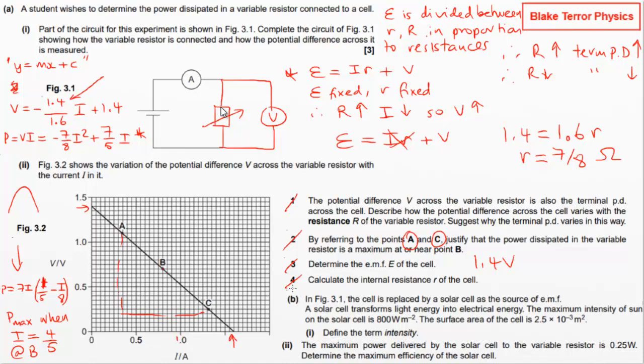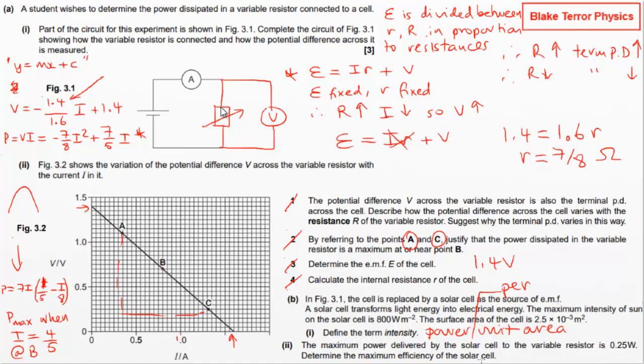Last parts here for part B. In figure 3.1, which one was that? Oh yeah, that's the circuit. The cell is replaced by a solar cell as the source of the EMF. Solar cell transforms light energy into electrical energy. The maximum intensity of sun on the solar cell is 800 watts per meter squared. Surface area of the cell is that. Define the term intensity. Right, so intensity is, well, it's power per unit area.